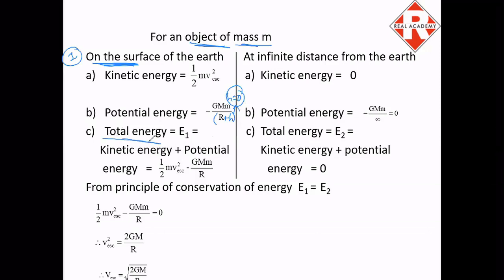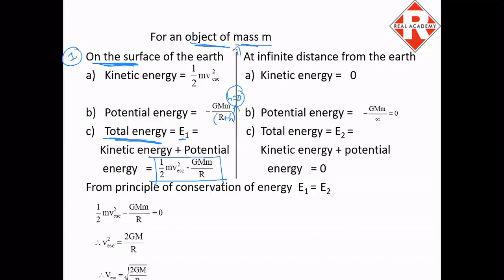So what will be the total energy gained by that object? It is given by, let's assume it to be E1. So total energy of that object will be kinetic energy plus the potential energy. That will be half mv square, half into m into escape velocity square, minus GMm upon r. So this will be your E1 value when the object is on the surface. So that is the total energy gained by that object.